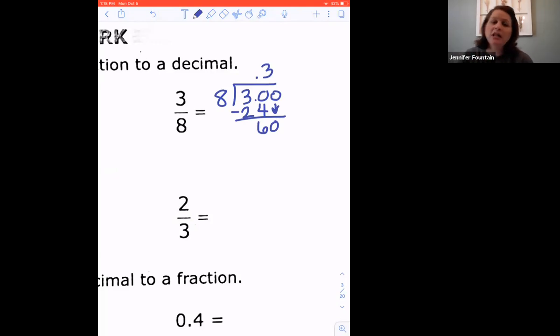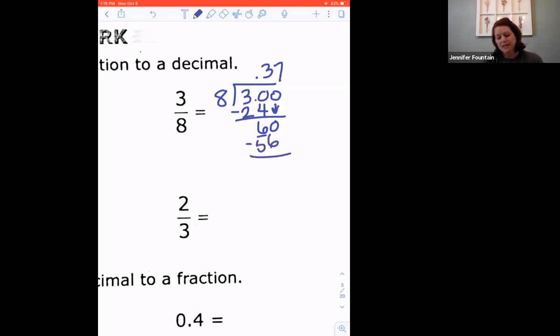A lot of times when I'm thinking through these things, I know 8 times 10 is 80 and 8 times 5 is 40. So I know my answer is going to be somewhere between 5 and 10. So I'm going to start counting up. 8 times 5 is 40. 8 times 6 is 48. 8 times 7 is 56. And 8 times 8 is 64. So I know that it's going to be 8 times 7. 7 times 8 is 56.